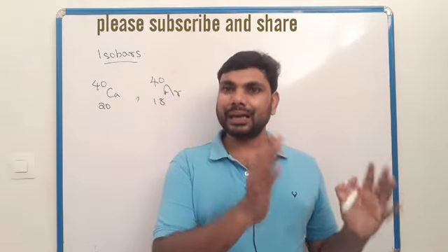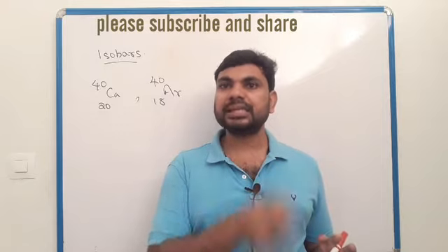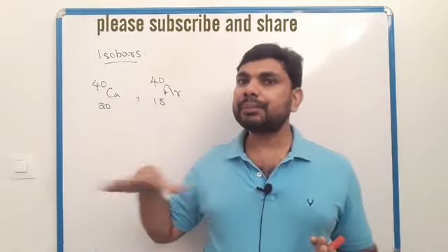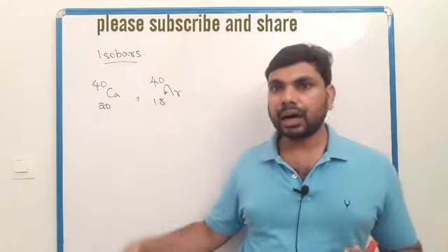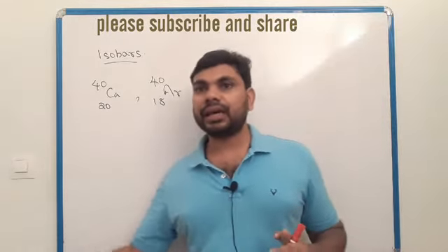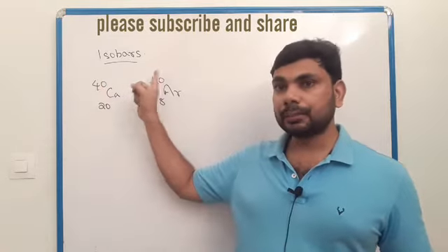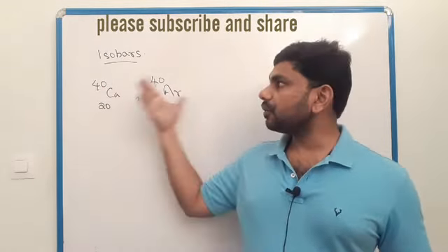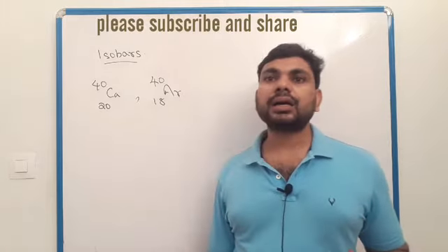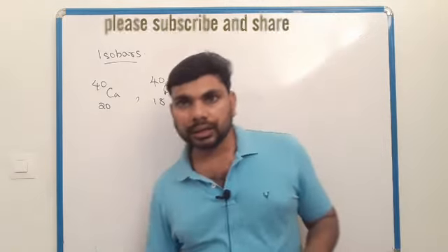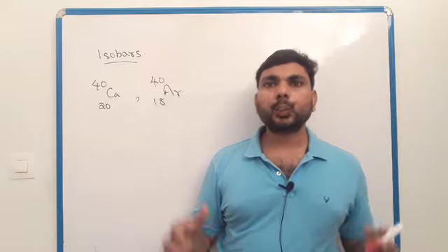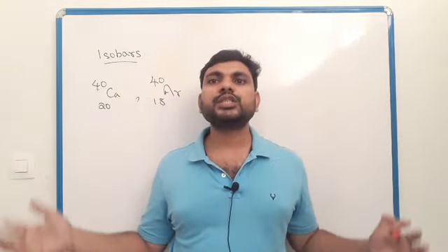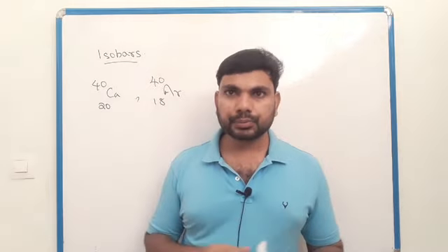Isotopes are also the same element, chlorine 37 and chlorine 35, the same element. But isobars are not the same element, they are different elements. Argon and calcium are different elements, but they have the same mass number, and different proton number or atomic number. These types of atoms are called isobars. Clear? So these are the things we have to discuss in this chapter.